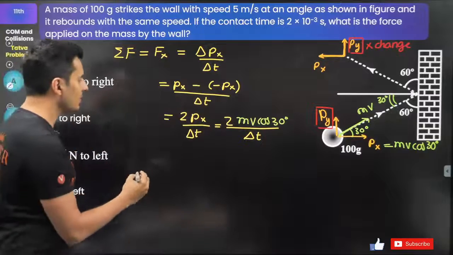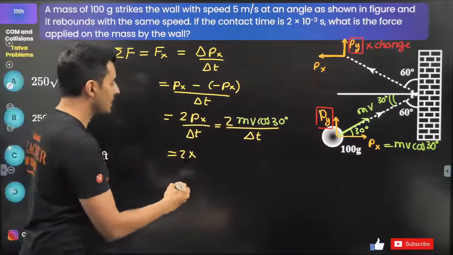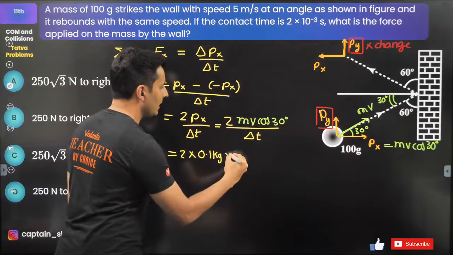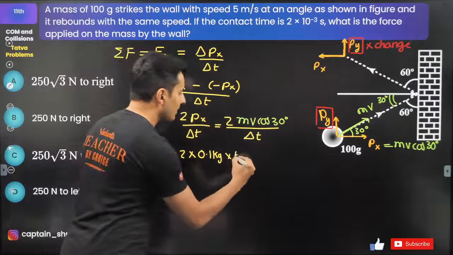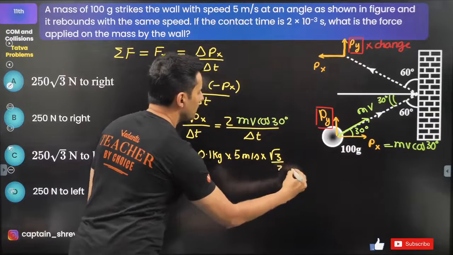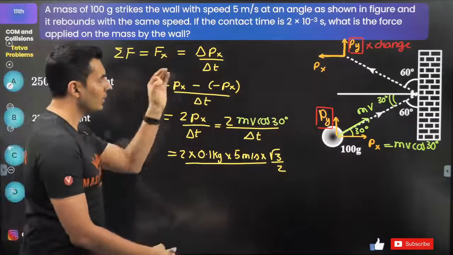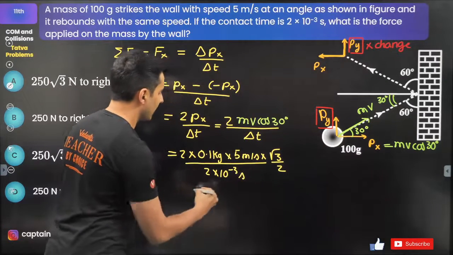Now you just substitute everything. 2 into mass. Mass is 100 gram, and 100 gram is 0.1 kg. Then into velocity. Velocity is given to be 5 meters per second. Cos 30 is root 3 by 2. The whole thing divided by time. The time interval for the contact is 2 into 10 to the power minus 3 seconds.